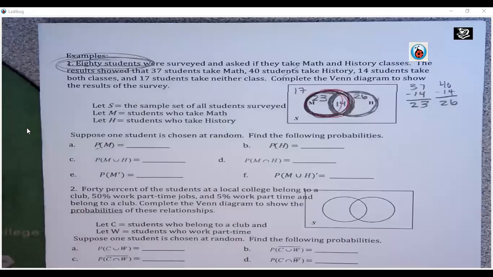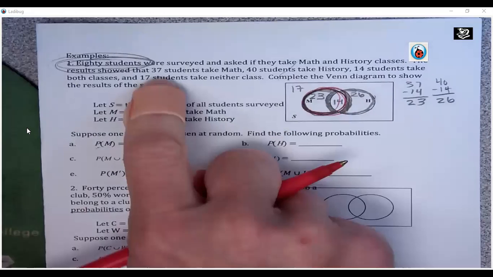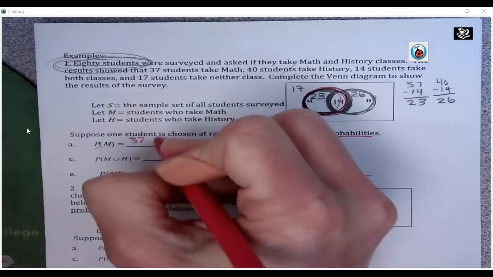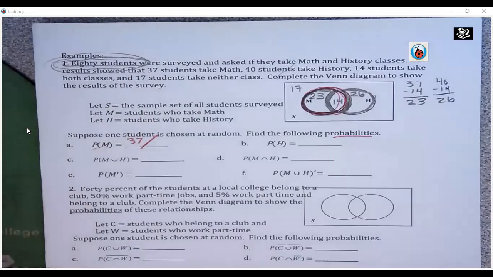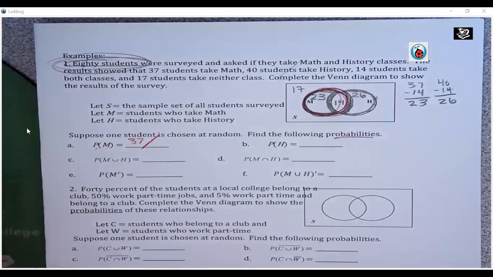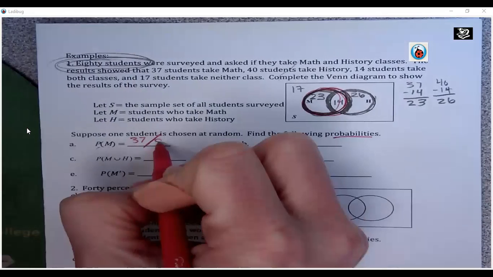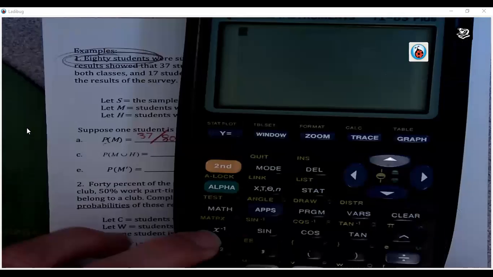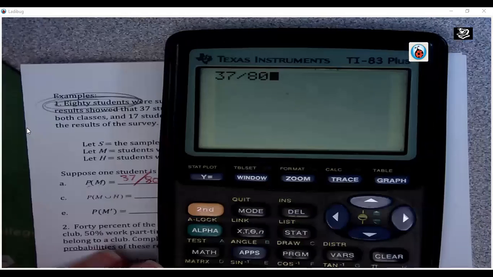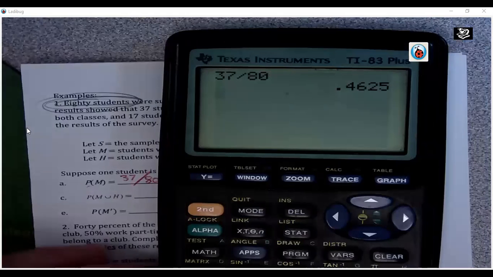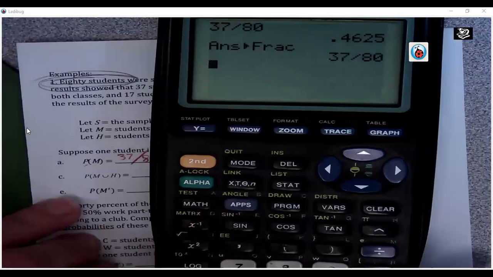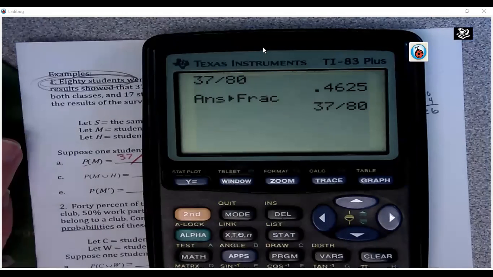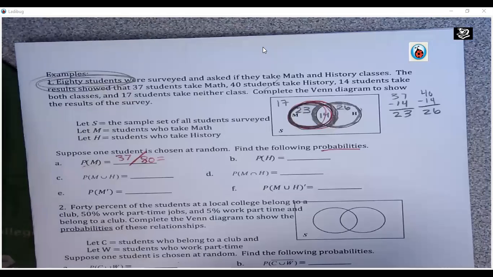So putting the numbers back together would give you 37. But remember, with a probability, you're going to divide by the total. What's our total number? 80. Okay. And then I do want to see if that reduces. You do want to always reduce your fractions. 37 over 80. Then I hit math, enter, enter, and it does not reduce. All right, so 37 over 80. All right, so that is my answer.